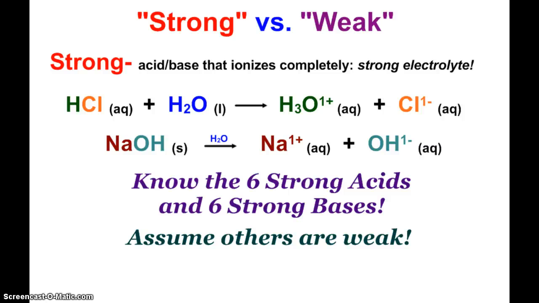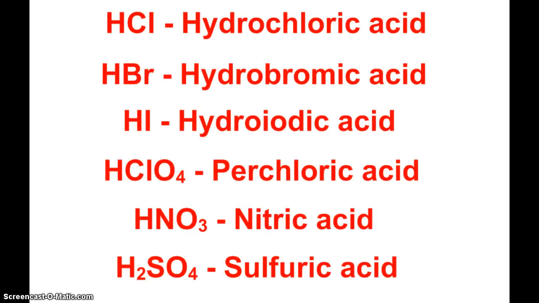The nice thing is, there's really just 6 strong acids and 6 strong bases that AP would like you to remember, and it will definitely help you. This is one of those things when you're taking your test, I tell kids to write those down really quick on your information packet so you don't forget them. Your 6 strong acids, 3 of them come from the halogen family: hydrochloric, hydrobromic, hydroiodic. Then we've got perchloric acid, nitric acid, and then H2SO4, sulfuric acid.